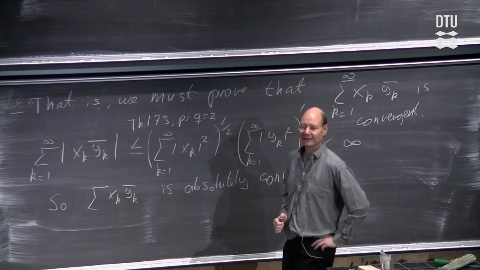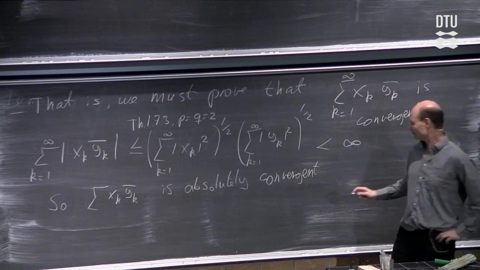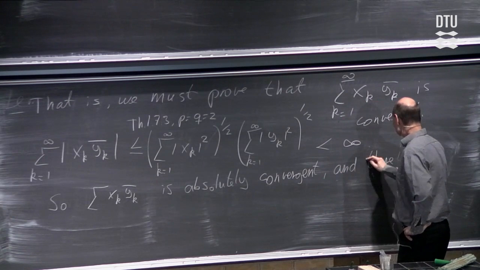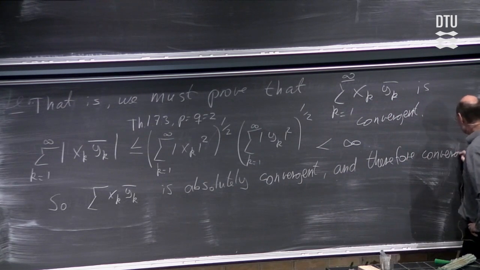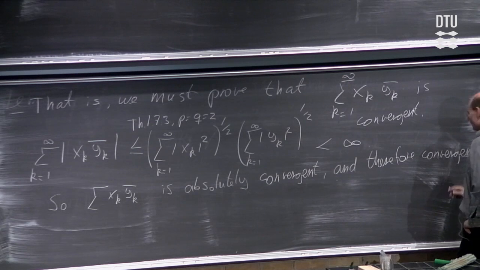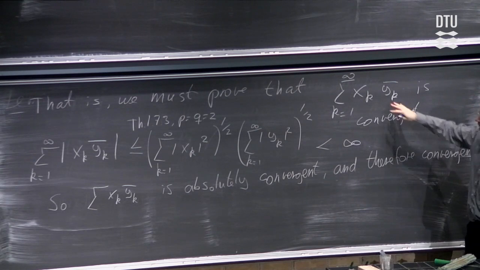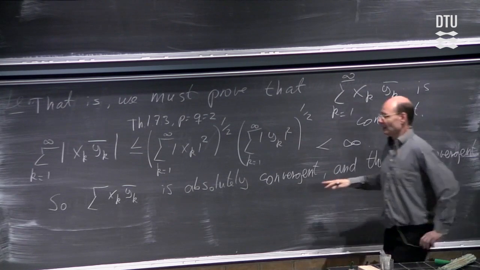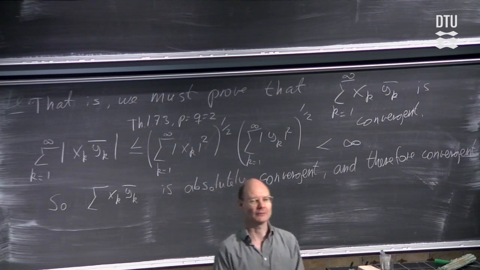And what we know is that if a sequence is absolutely convergent, then it is also convergent. So that means that this series is convergent. This is something that we can prove this way. Now, after that, we need to prove all the properties of an inner product.